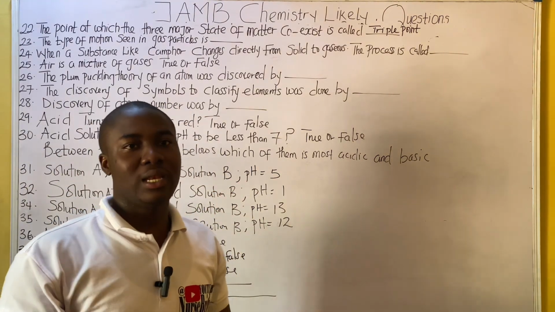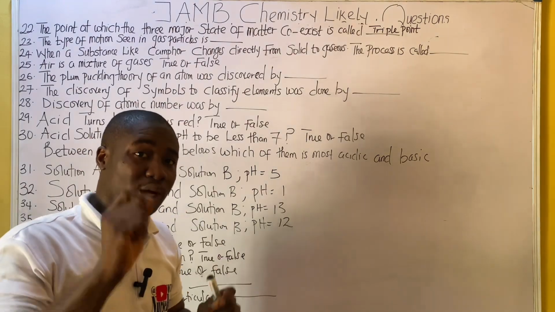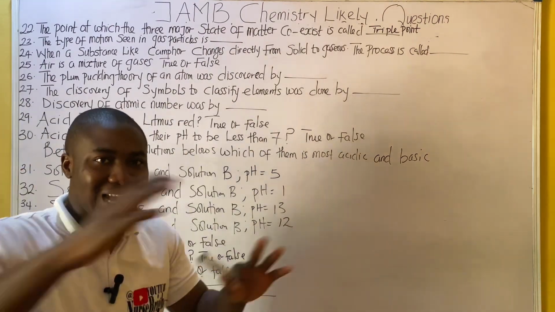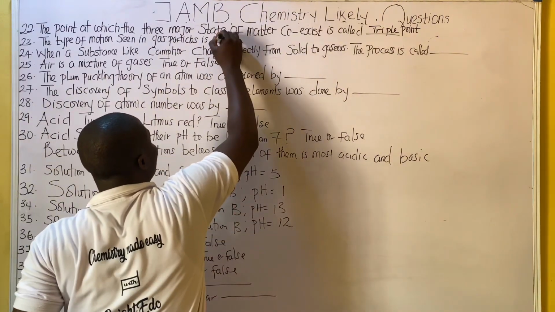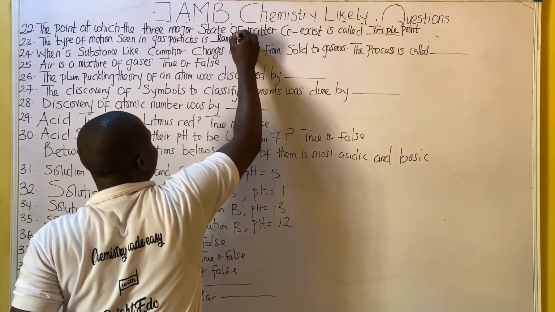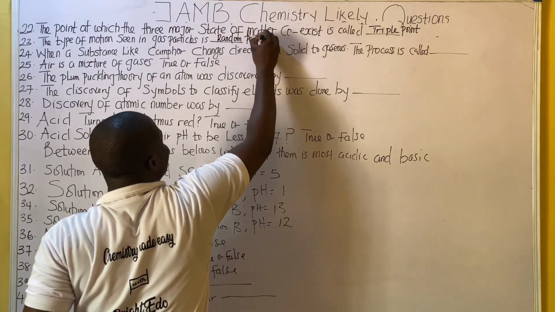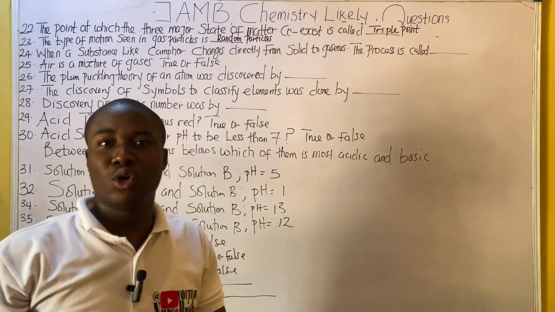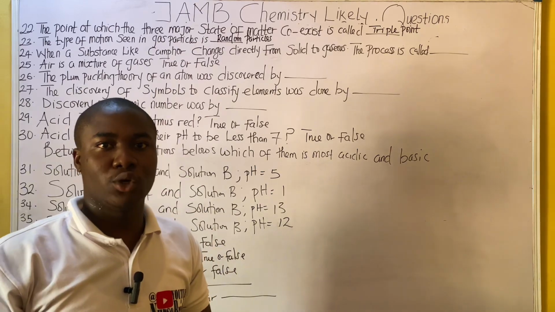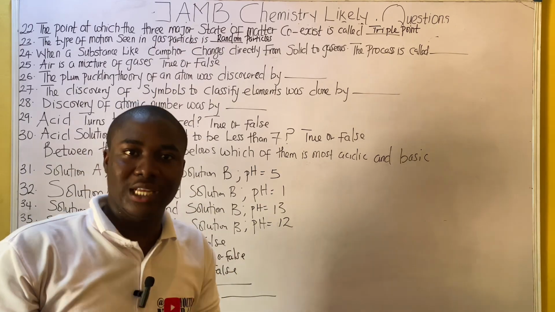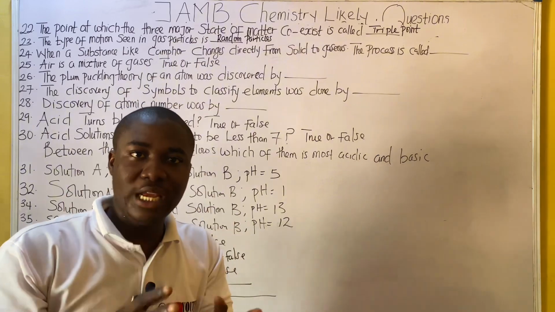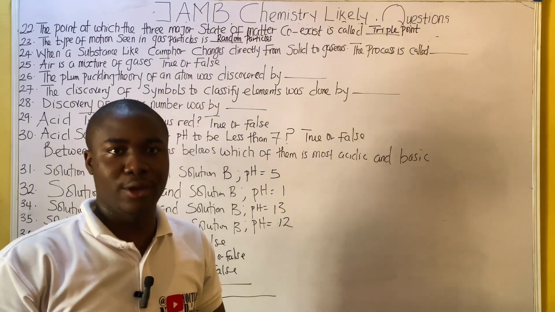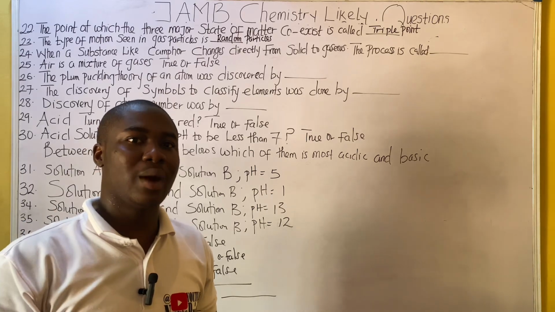So let's get into the next practice question, which is question number 23, and it says, the type of motion seen in gas particles is simply called random motion. Are you there? Random motion is seen in gas particles. But solid particles undergo a type of motion called vibrational motion. They vibrate at a fixed point. Liquid particles undergo a type of motion called translational motion. Are you there? So let's get into the next practice question.